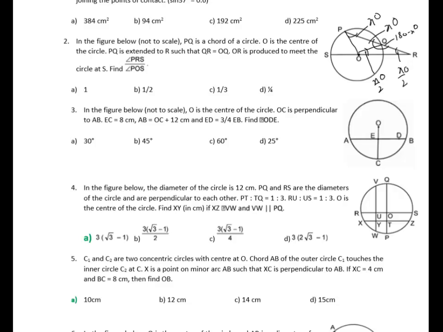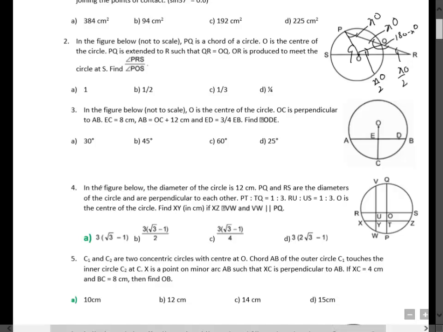Then how can you find POS? Just focus on it. Just identify POS. How can you find POS? If you identify it, it is an external angle of triangle POR. Angle P is known as x degrees. Angle R is known as x by 2 degrees. It means that this angle is x plus x by 2 degrees.